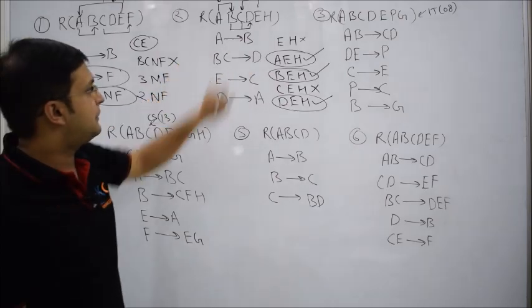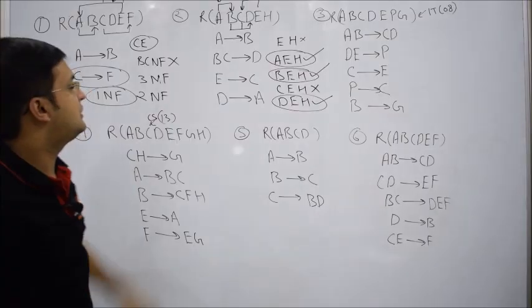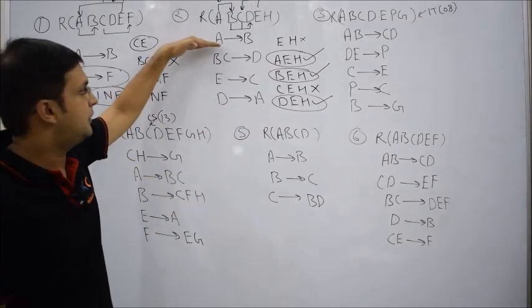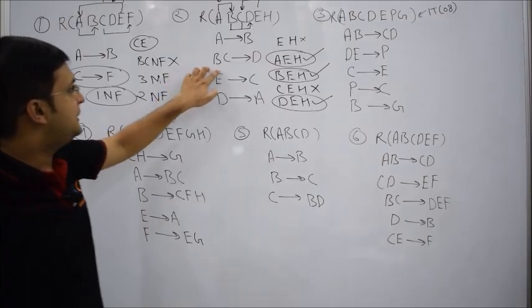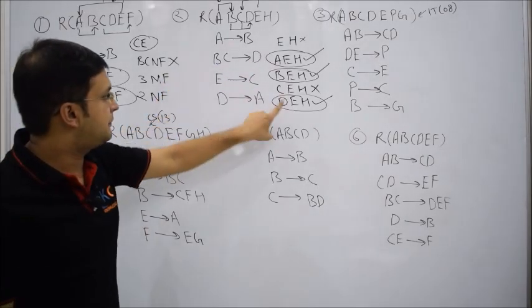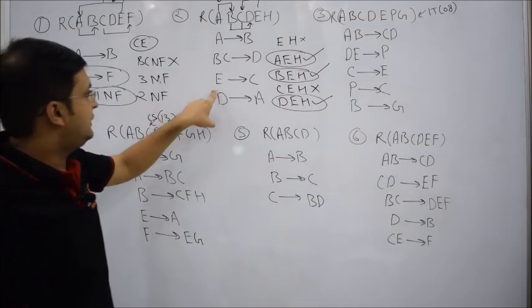But is B a prime attribute? Yes, B is a prime attribute, B occurs here. So this dependency is allowed in 3rd normal form. Now let me check BC to D. Again, you see BC is not a candidate key, but D is a prime attribute, that is okay. You check further.